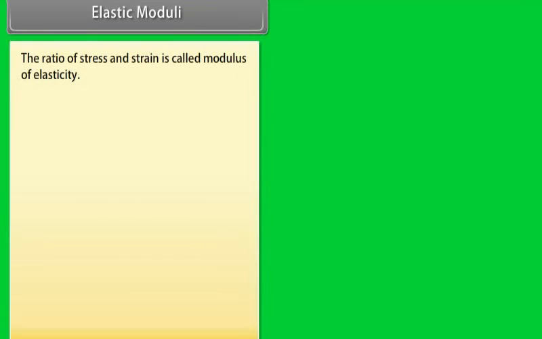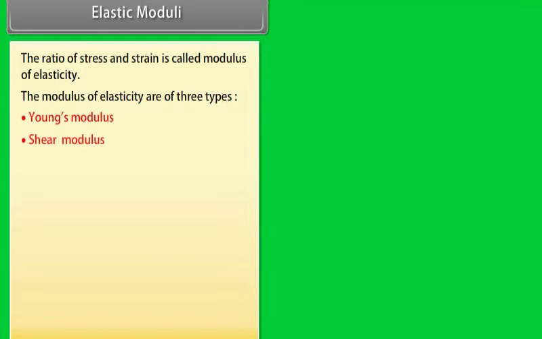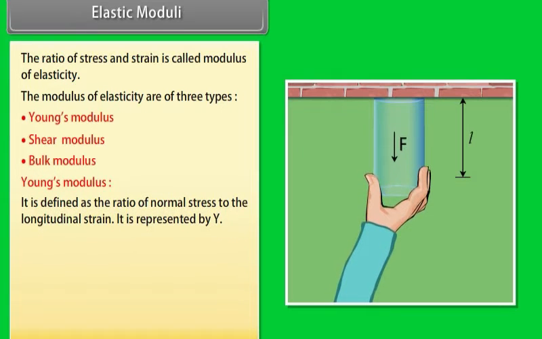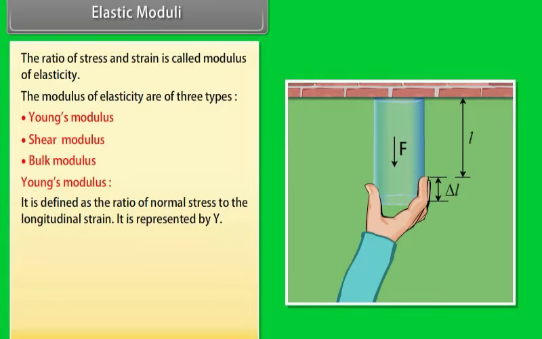Elastic moduli. The ratio of stress and strain is called modulus of elasticity. The modulus of elasticity are of three types: Young's modulus, shear modulus, and bulk modulus. Young modulus is defined as the ratio of normal stress to the longitudinal strain. It is represented by Y.